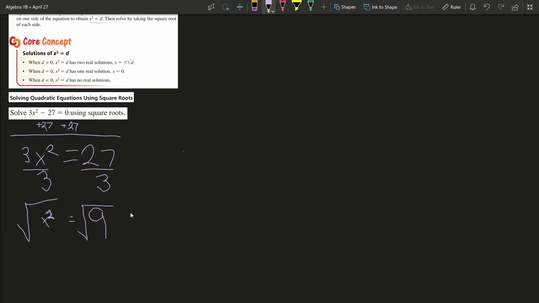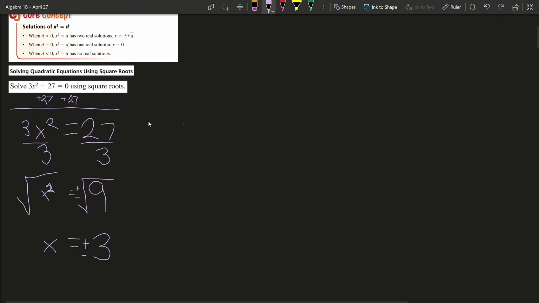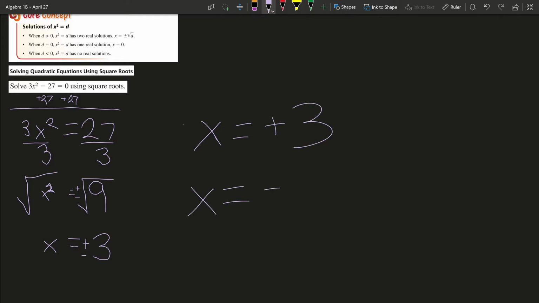And once we take the square root of this, we're left with x is equal to 3. And remember that this is both positive and negative. So that means x is equal to positive 3 and x is equal to negative 3. So when you're asked what your solutions are, you're going to write x is equal to positive 3 and x is equal to negative 3.